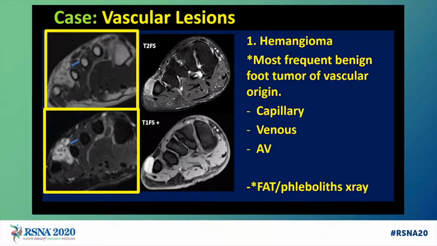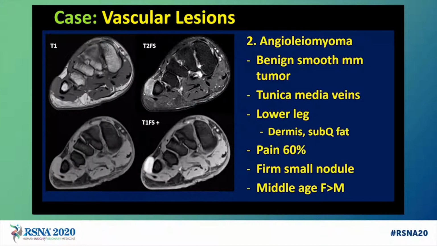The lesion on your left shows the characteristic fat signal intensity on the T1 weighted image on the top, and the characteristic increased signal tortuous vessels on the T2 fat saturated sequence, with focal areas of flow voids and focal areas of low signal phleboliths in this dorsal mass confirmed as a hemangioma.